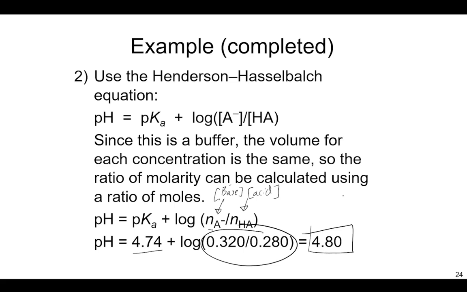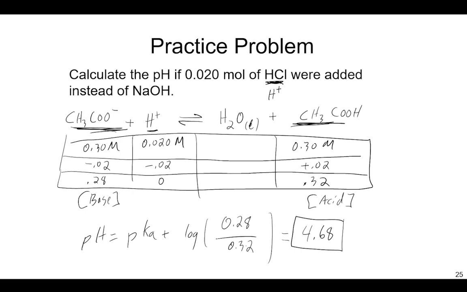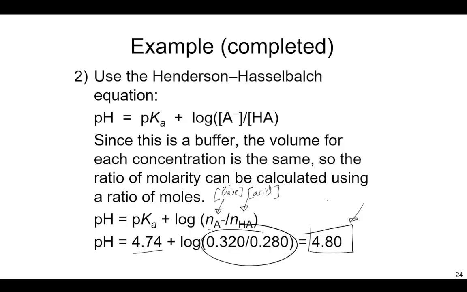And let's also just, for fun, compare when we added a base to the buffer. The pH was going up some from 4.74. When I added acid to the buffer, the pH went down by a little bit. So it's resisting a large swing in pH, but it still does change a little because I've added acid, the pH went down, versus when I added base, the pH went up.